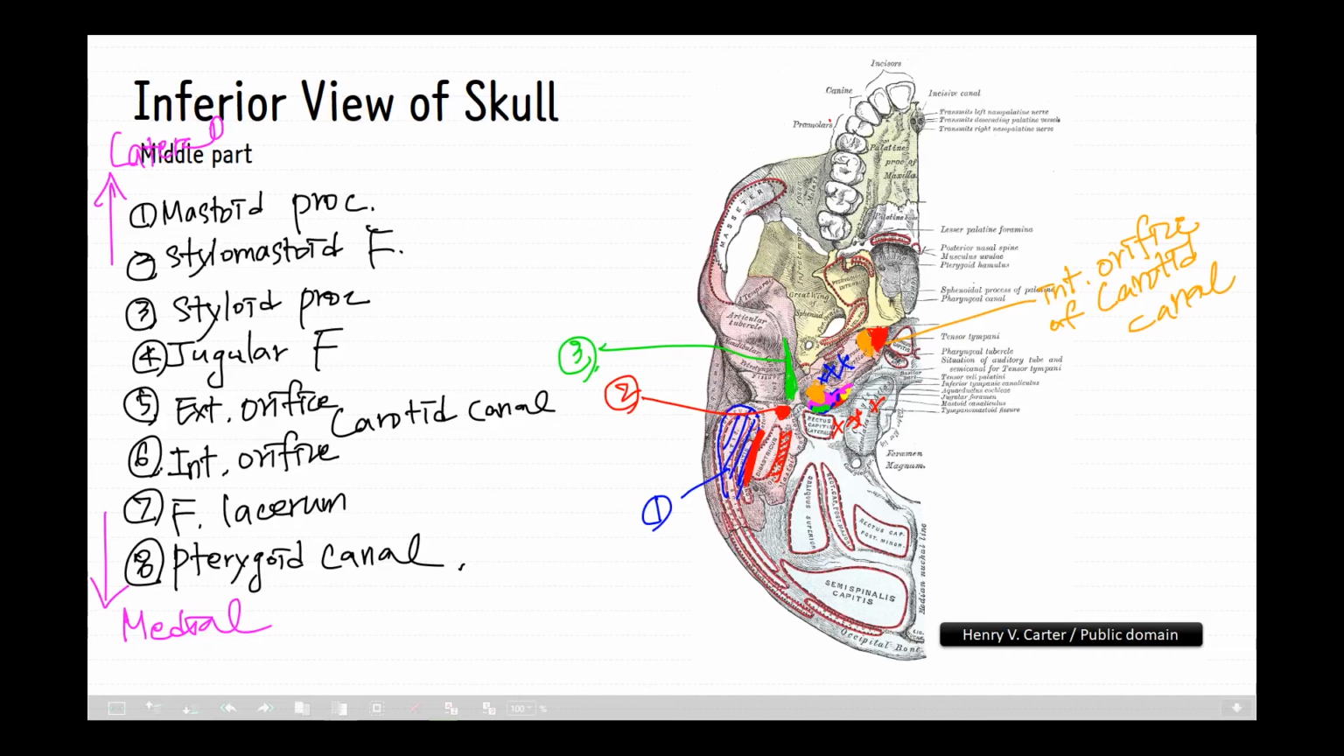And the pterygoid canal, the final one. The pterygoid canal, also Vidian canal, is a passage in the sphenoid bone of the skull leading from just anterior to the foramen lacerum in the middle cranial fossa to the pterygopalatine fossa. It carries the artery, vein, and nerve of the same name.